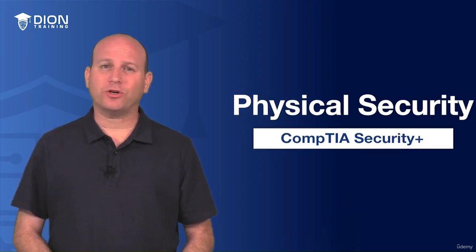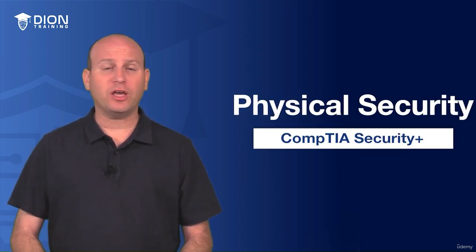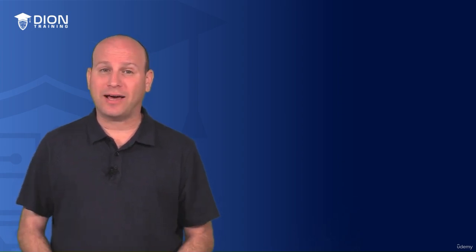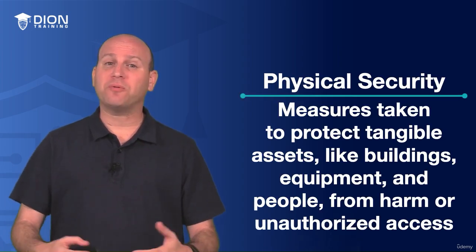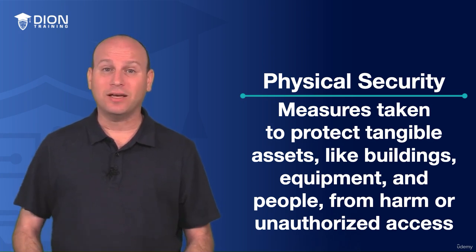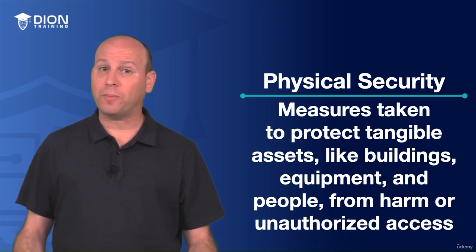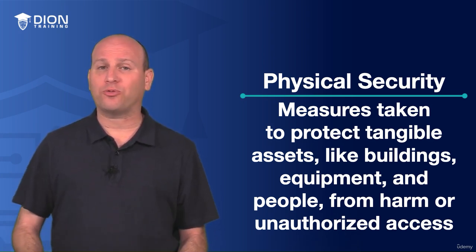In this section of the course, we're going to be focused on physical security, including its security control measures, the attacks focused against the physical security of our networks, and methods to counter these types of attacks. Now, physical security refers to measures taken to protect tangible assets, like your buildings, your equipment, your people, from any kind of harm or unauthorized access.